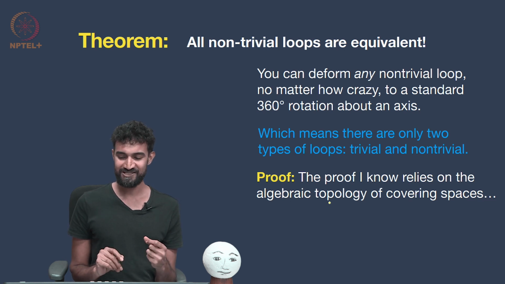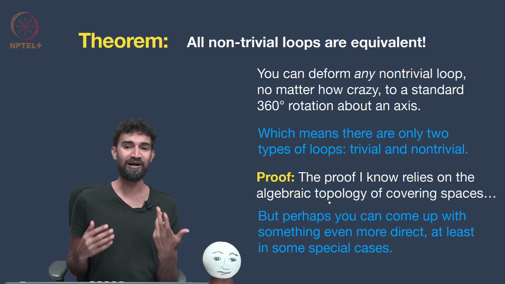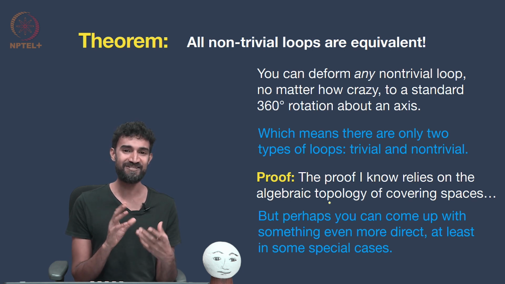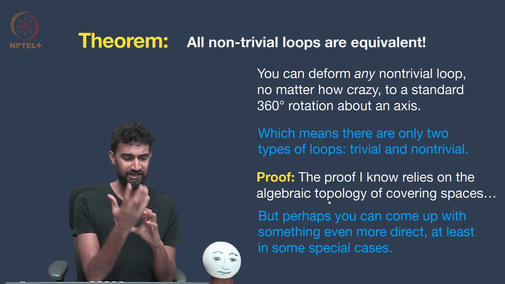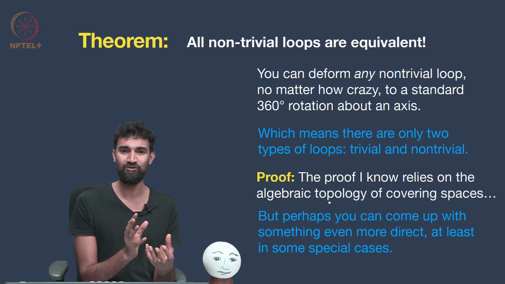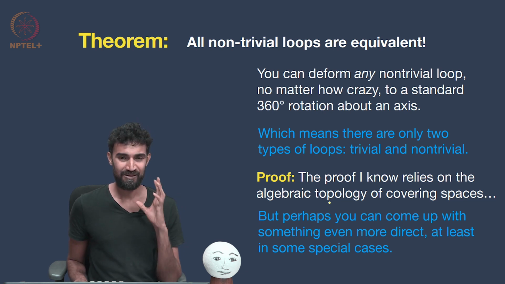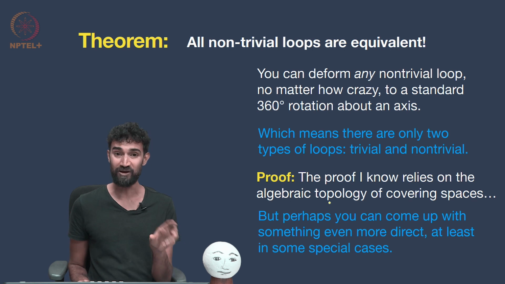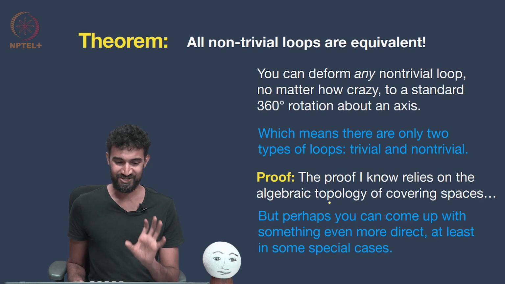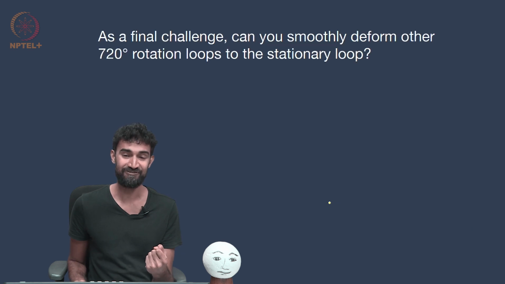So the proof of this that I know of relies on algebraic topology and the idea of a covering space. But perhaps you can come up with something more direct, at least in some special cases. And in any case, it's a fun theorem to think about because intuitively, you might think there's some really crazy loops out there that are simply not equivalent to either a simple 360-degree loop or the stationary loop. But this theorem tells you that it has to be equivalent to one of those. So that's an interesting theorem about the nature of orientation space itself.